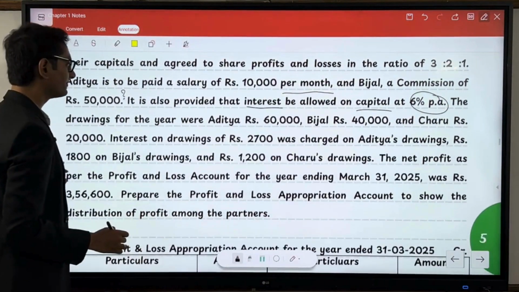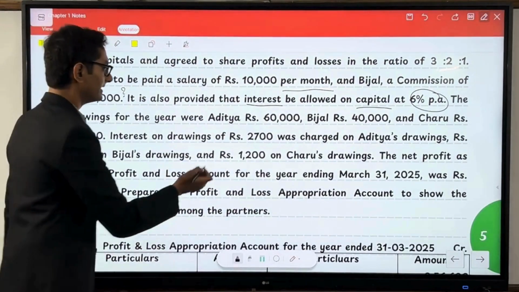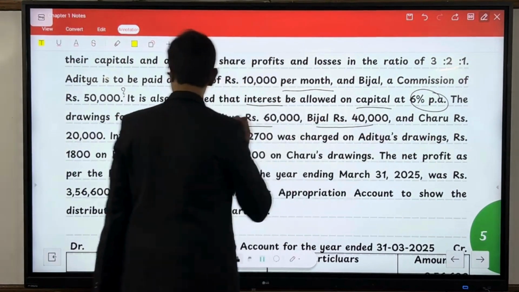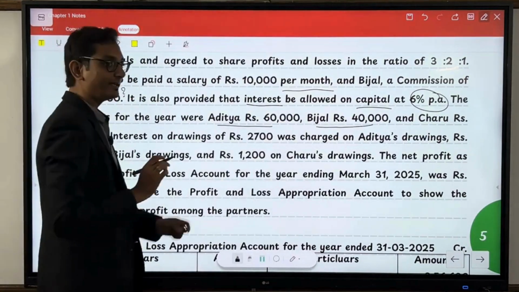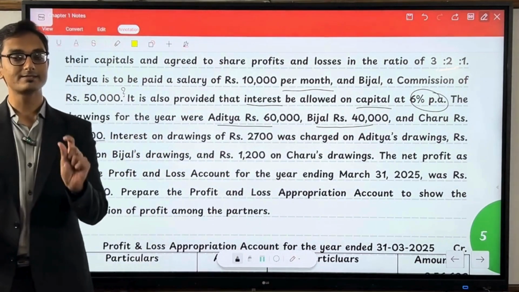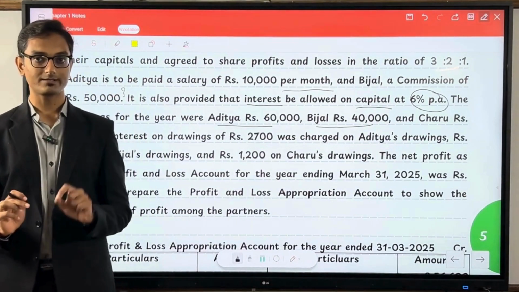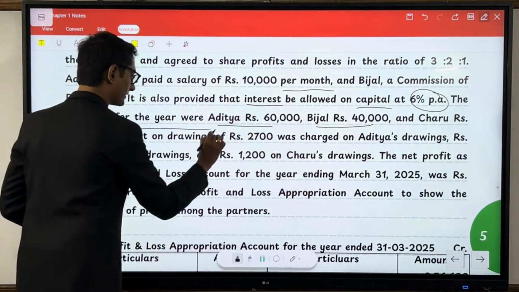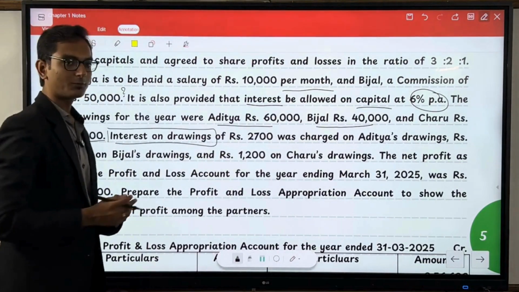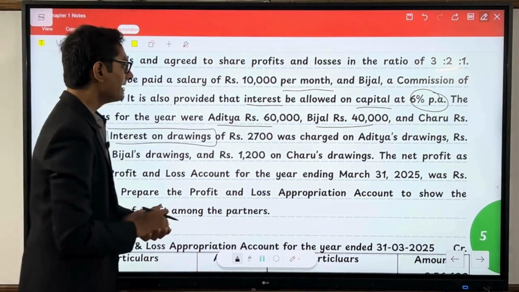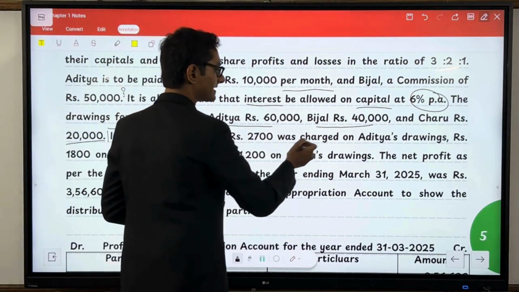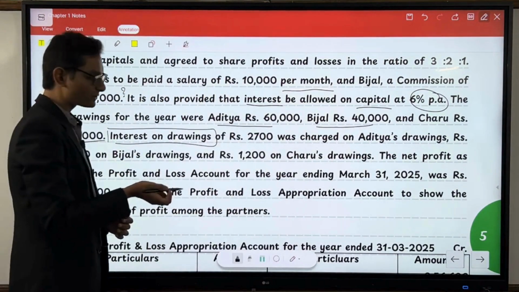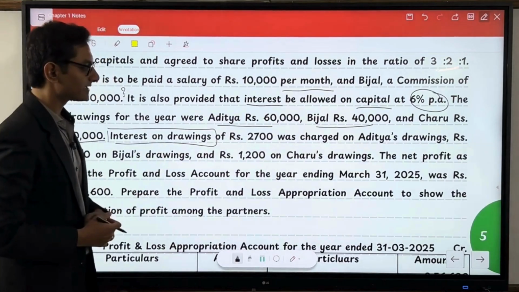The drawings of the year for Aditya are 60,000, for Bijal 40,000 and for Charu 20,000. It is not the interest on drawings, it is the amount of drawings of the partners that is given. Now comes the point of interest on drawings. Interest on drawings has been directly calculated and given to you. It is 2,700 charged on Aditya's drawings, 1,800 on Bijal's drawings and 1,200 on Charu's drawings.